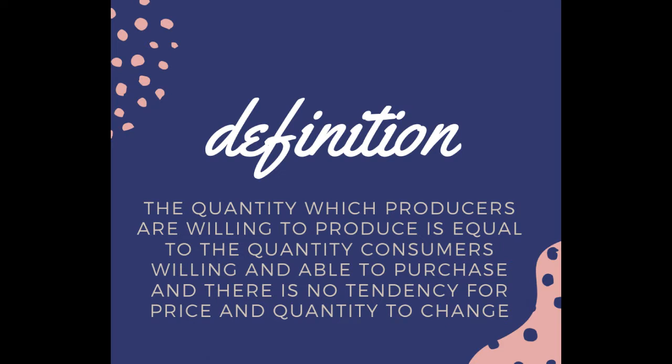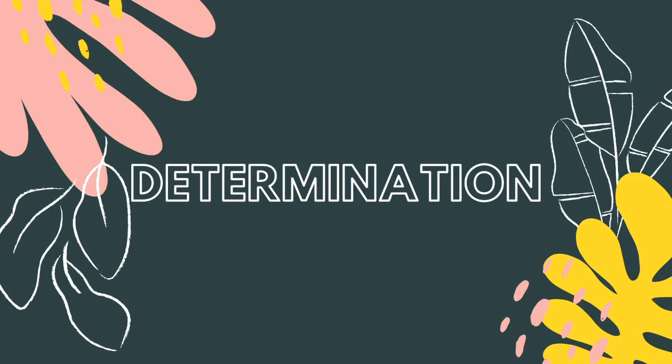So, what is the definition of equilibrium? The definition of equilibrium is the quantity which producers are willing to produce is equal to the quantity consumers are willing and able to purchase, and there is no tendency for price and quantity to change. So the conclusion that can be made is quantity demanded is equal to quantity supplied.